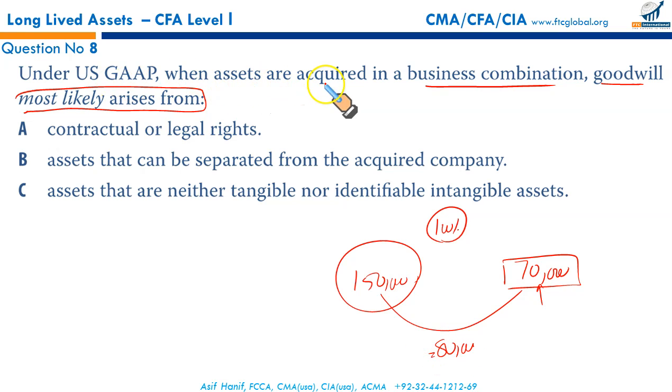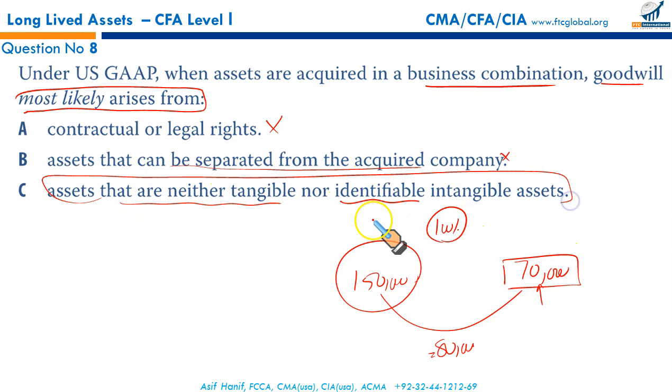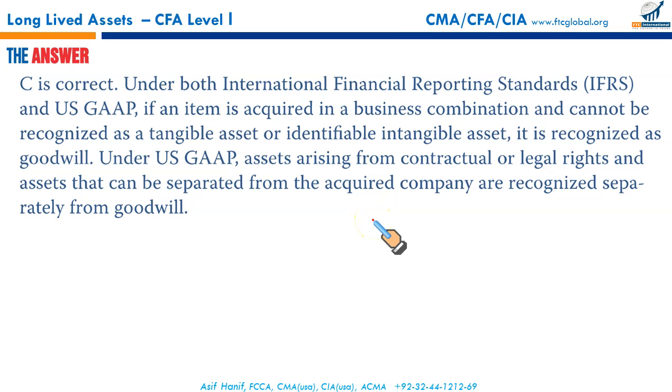So under US GAAP, when assets are acquired in a business combination, goodwill mostly arises when contractual or legal rights is an intangible other than goodwill. Goodwill arises on business combination. A is wrong: assets that can be separated from the acquired company. If the asset can be separated from the acquired company, it's not goodwill. Goodwill is a part of business acquisition. B is wrong too: assets that are neither tangible nor identifiable are a part of the business acquisition. This is the correct description of goodwill. That makes C the correct option.